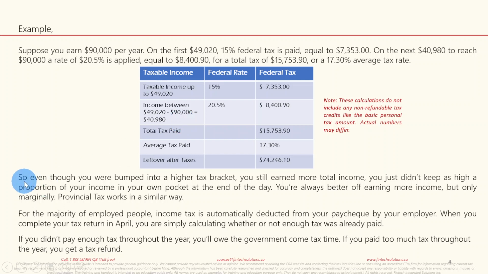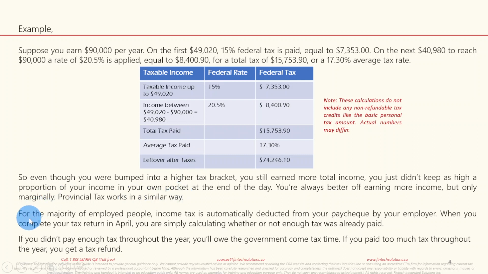So even though you were bumped up into a higher tax bracket, you still earn more total income. You just didn't keep as high a proportion of your income in your own pocket at the end of the day. You are always better off earning more income, but only marginally. Provincial tax works in a similar way. So this is only the federal component. The provincial also works exactly the same way.